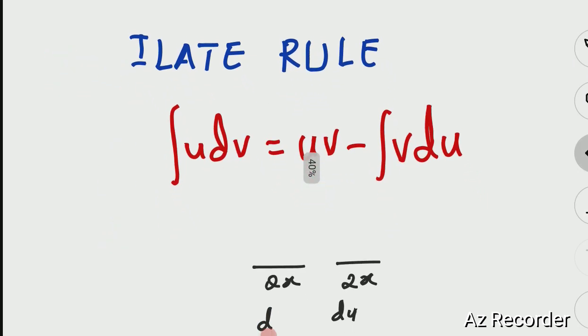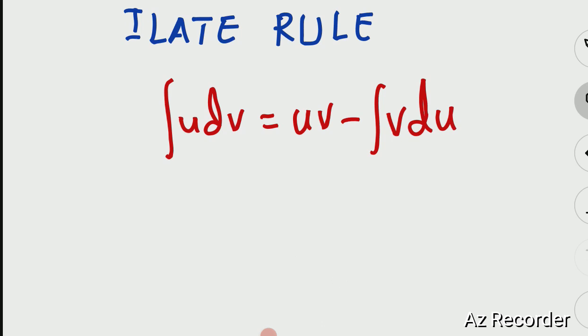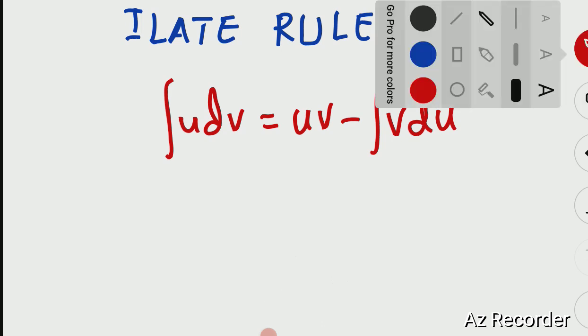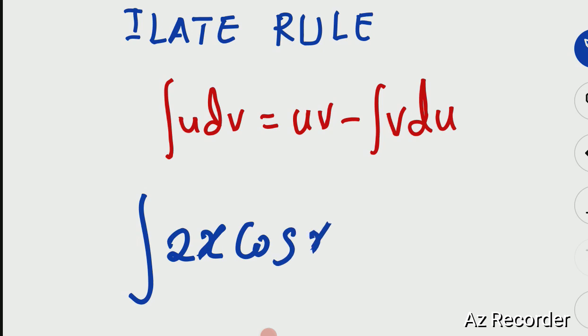For example, let me take an example down here. You can be given an equation like this: integrate 2x cos x with respect to dx. Now for you to integrate this, many students usually get confused to know which one they will let as u, and you have another one like this again.